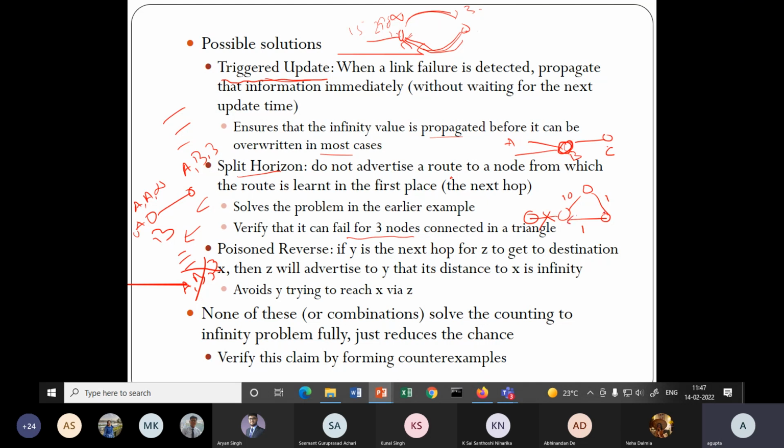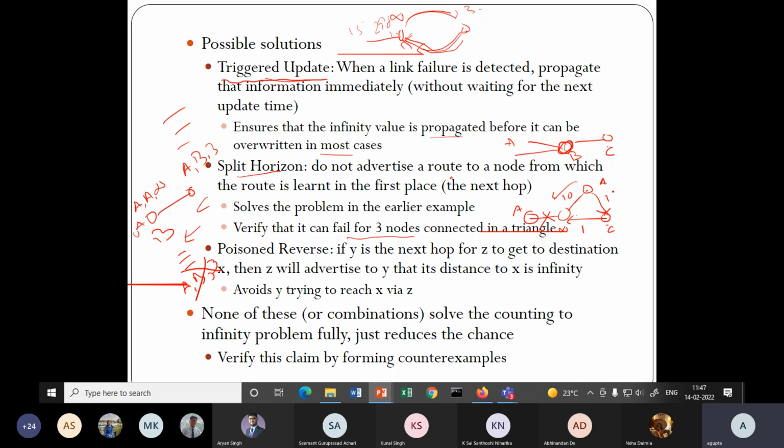Let's say these arrows show who the next stops are. So obviously this has a route to this through this with cost 1. This has a cost to this. The problem is, when this becomes infinity after this detects, this will not send to this because I have split horizon. But this does not know that this link is broken. This will still send this 2 to this. So when this advertises its routing table to this, this will still say, I have a route through A.